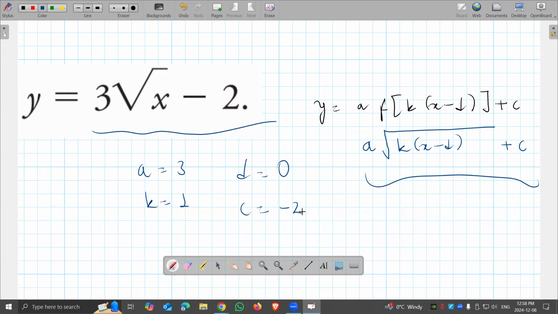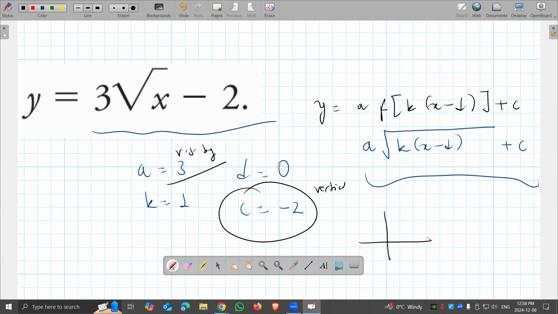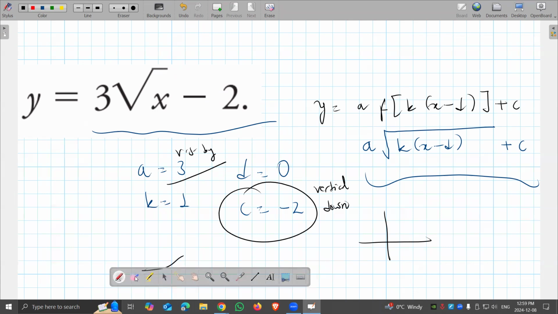So in terms of the transformations, what does this do? Well, it's a vertical stretch by a factor of 3, and a vertical translation, or a vertical shift, down by 2 units. So look at this. I'm not going to be super precise here. You can use a calculator and grid paper. But your parent function looks like this.